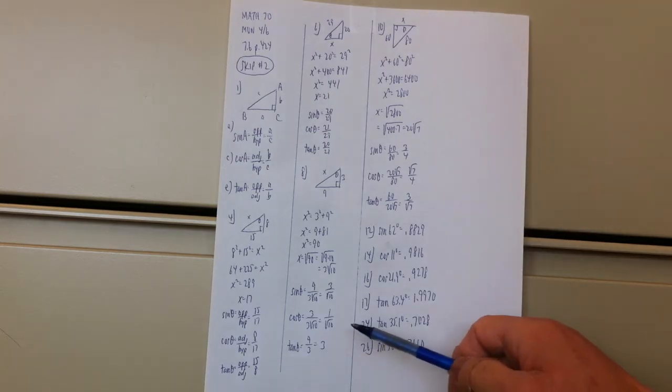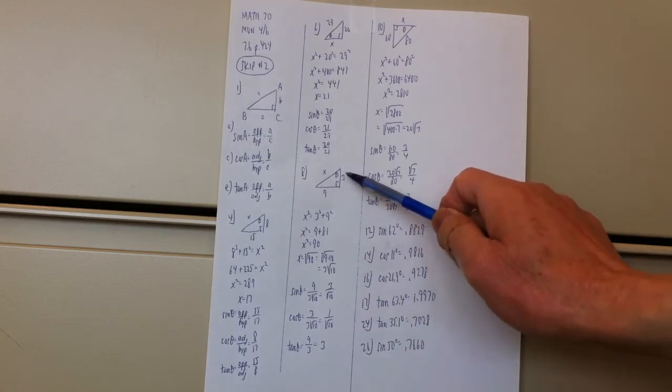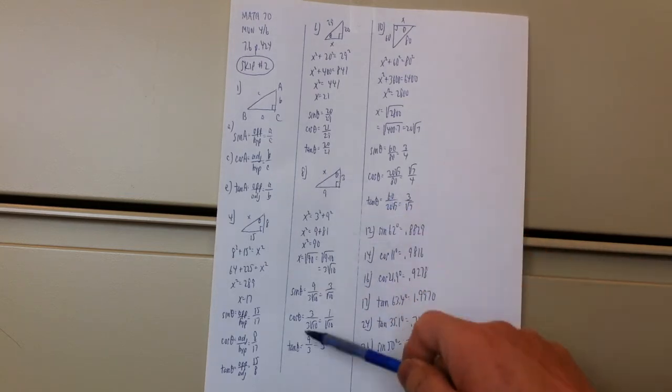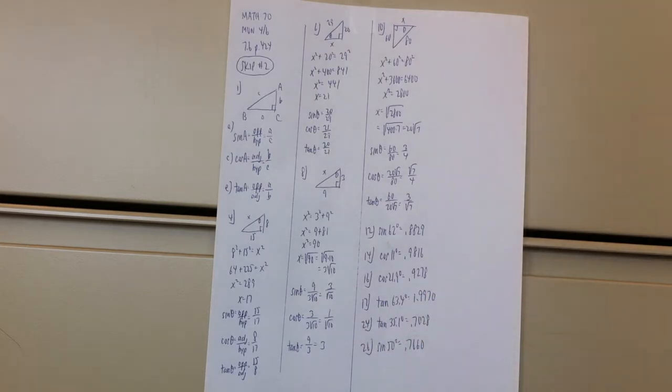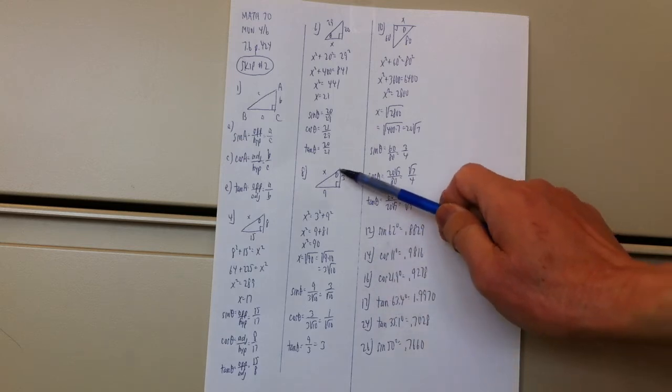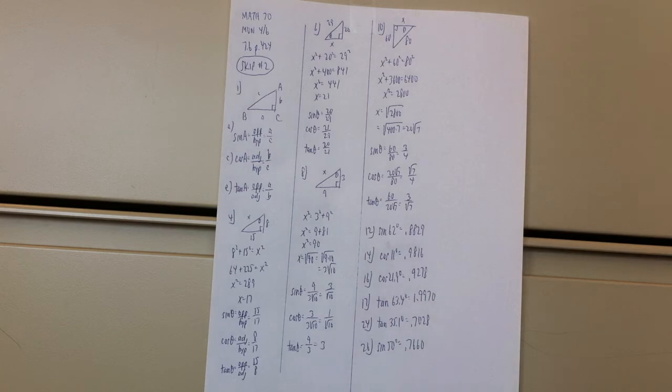Cosine of theta is the adjacent over the hypotenuse, way back over here. So the adjacent side of theta is 3. And the hypotenuse we found was 3 radical 10, cancel the 3, so 1 over radical 10. And the tangent of theta is defined to be the opposite over the adjacent, so the opposite is 9, the adjacent is 3, 9 over 3 is 3.